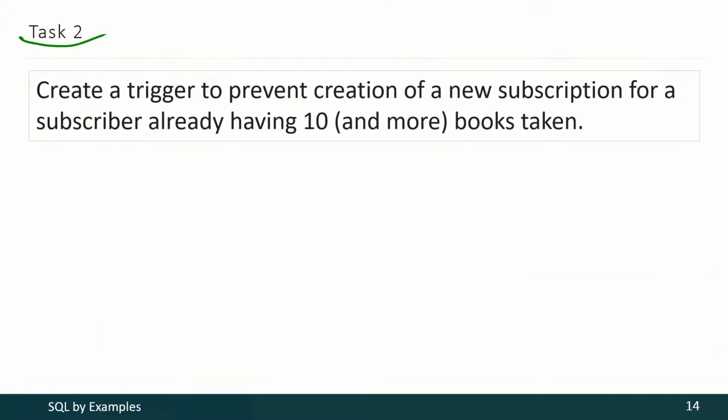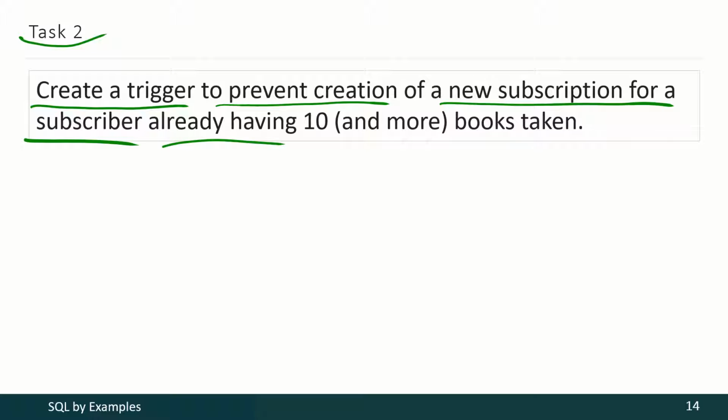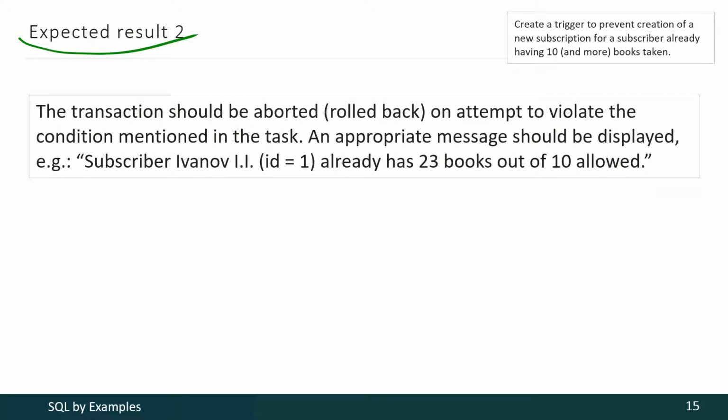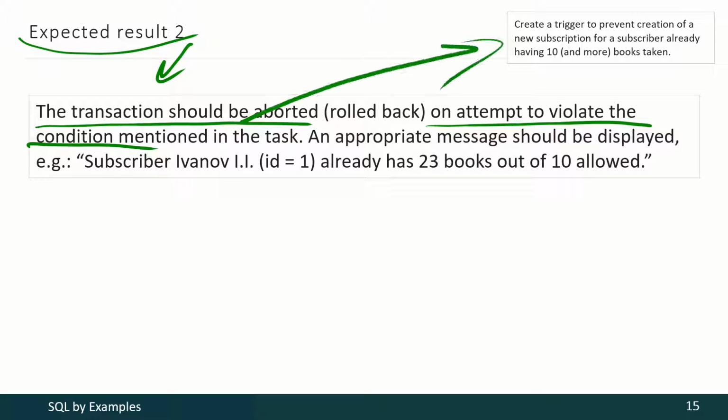In the second task, we have to create a trigger to prevent creation of a new subscription for a subscriber already having 10 or more books taken. The expected result is the next. The transaction should be aborted on attempt to violate the condition mentioned in the task, and also an appropriate message should be displayed. And you may see the example of such message here.